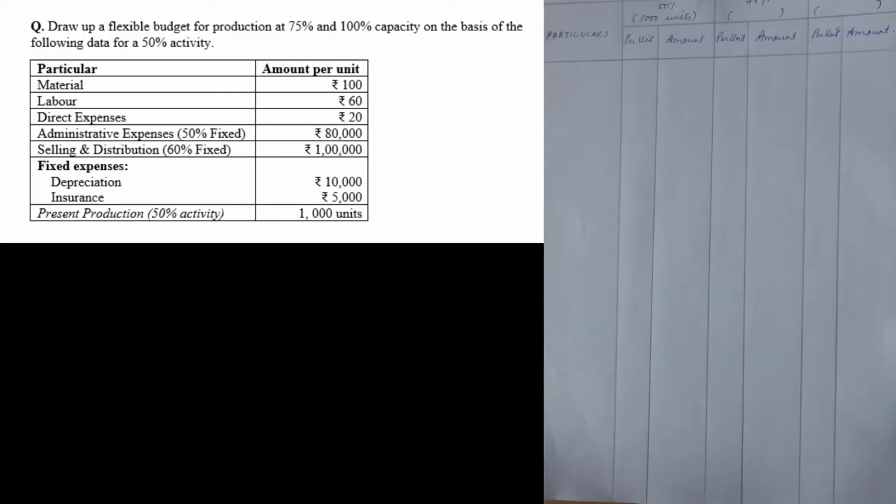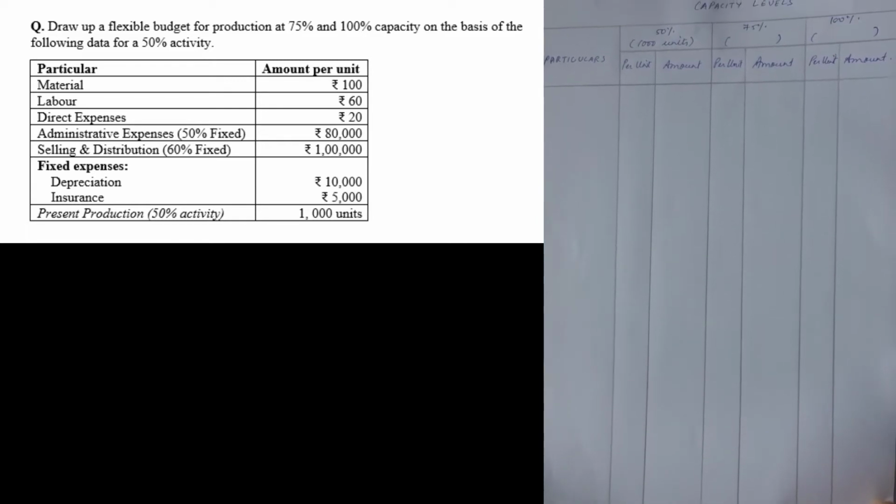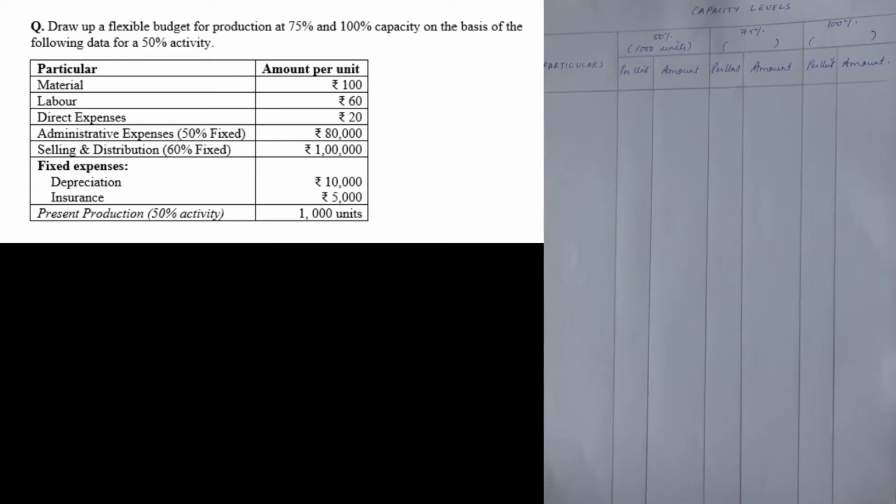Today we'll start with our numerical problems on flexible budget. Let's see first the question, what it is saying. Draw up a flexible budget for production at 75% and 100% capacity on the basis of the following data for 50% activity. Materials are given for 1000 units, labor 60 per unit, direct expenses 20 per unit, administrative expenses 50% fixed, and selling and distribution 60% fixed.